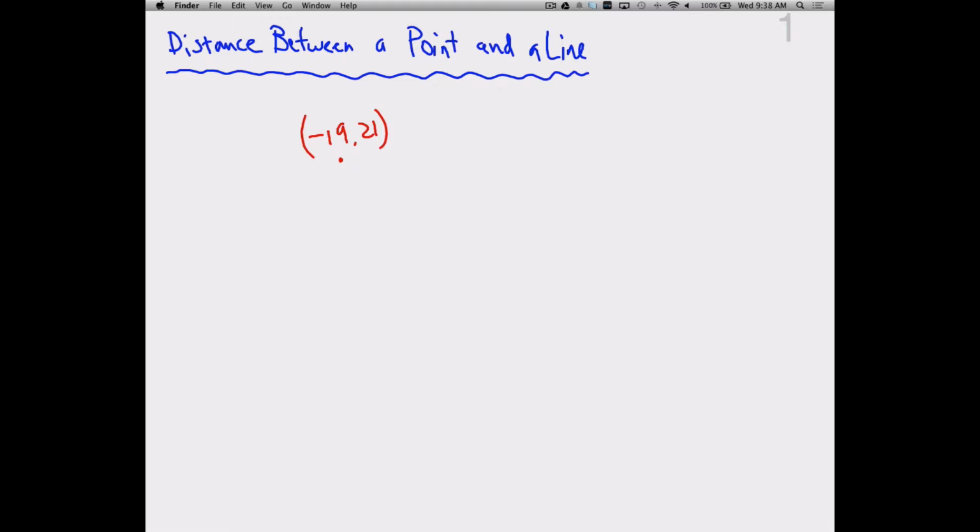And then I'm going to draw a picture for reference. We don't really care if it's graphed accurately. I'm just going to put a line in here. And let's see.